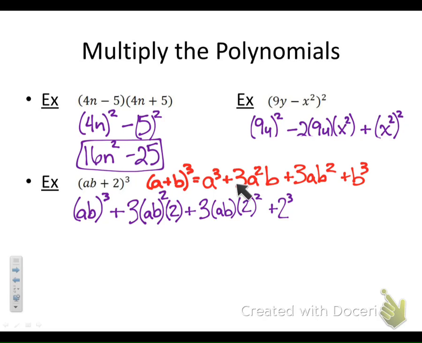And then I added 3 times the first term squared times the second term. Notice how our first term was AB squared times our second term. Plus 3 times the first term times the second term squared. Plus the second term cubed.